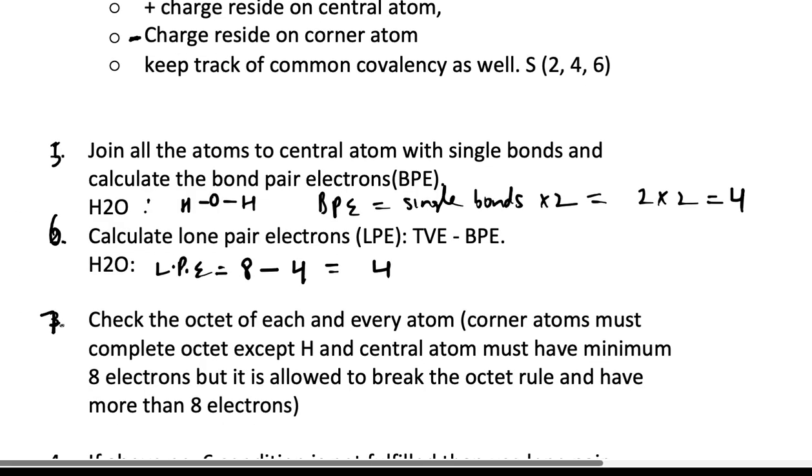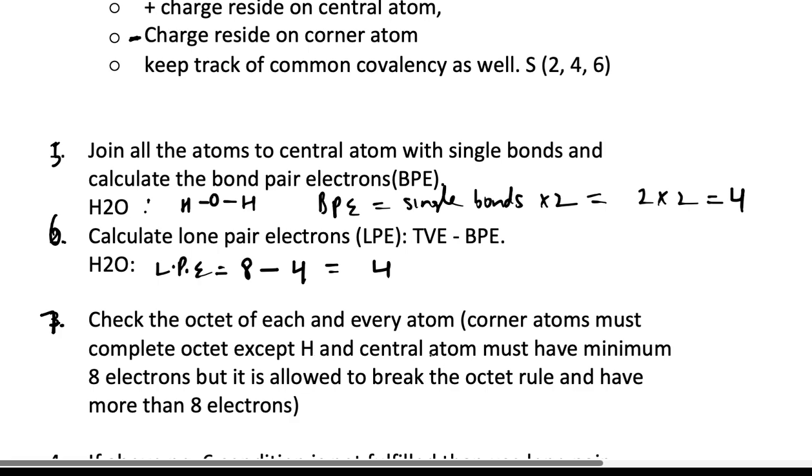This is point number 7. According to this, check the octet of each and every atom. Since we are talking about the Lewis structure, and octet formation is the basis of the Lewis structure, right? Once you have assigned the lone pair and attached everything with a single bond, now you have to check the octet of each and every atom, especially starting with the corner atoms. The octet of each corner atom should be complete, that means it should have 8 electron, except for hydrogen, which can have a maximum of 2 electrons, right?